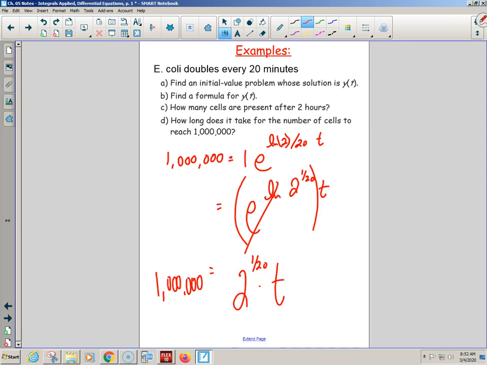It would take 965,000 minutes, which would be 16,000 hours, which would be 670 days, which would be about 2 years.